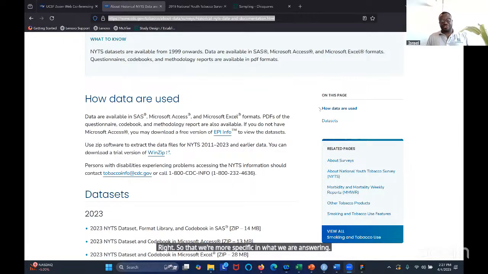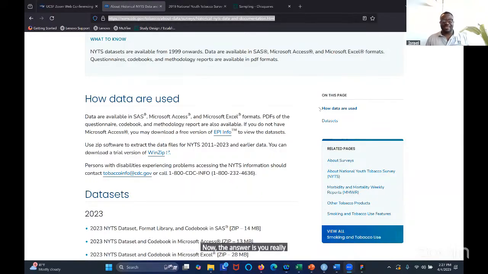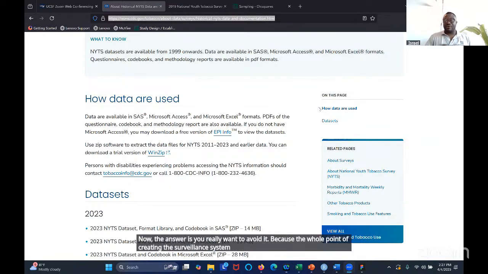So the question I'm answering, therefore, is: is it allowed to have methodologic changes from T1 to T2 in a surveillance system? Now, the answer is you really want to avoid it, because the whole point of creating a surveillance system is to track changes over time, right?